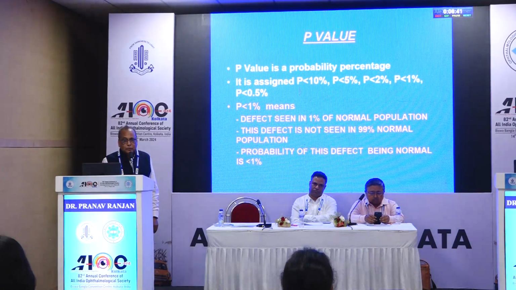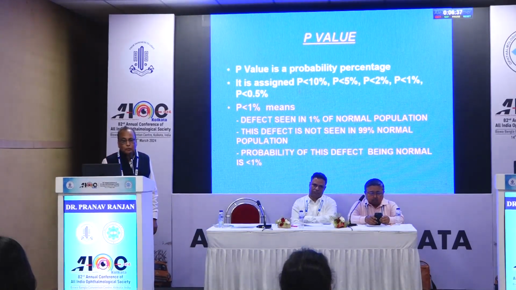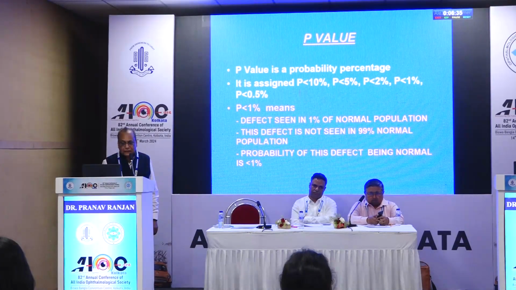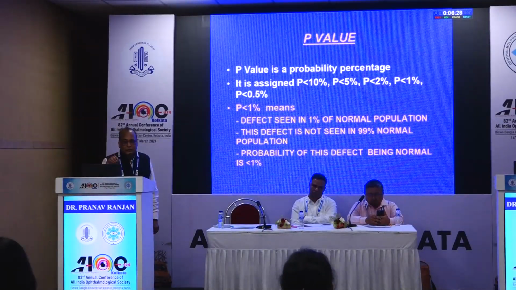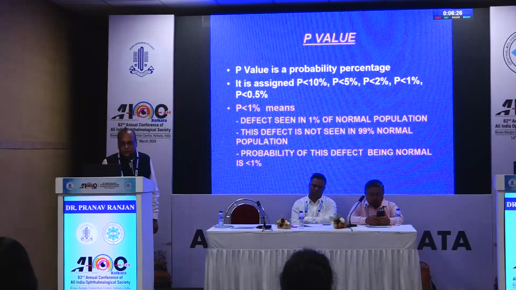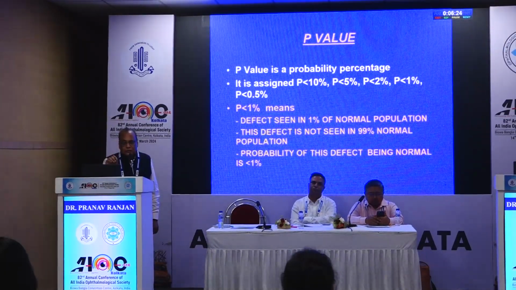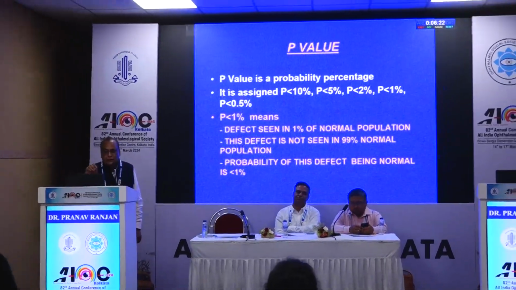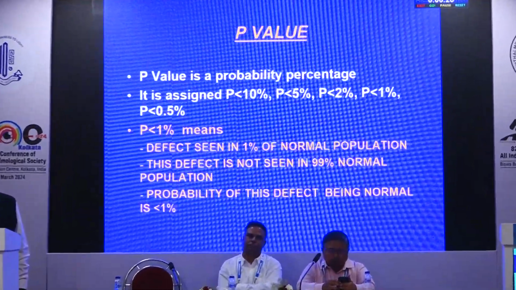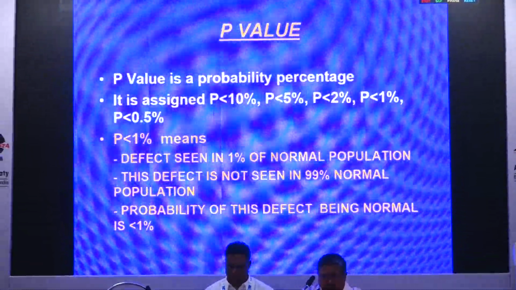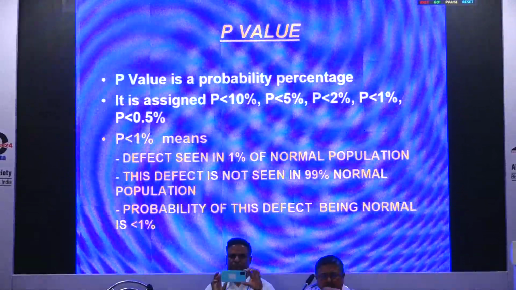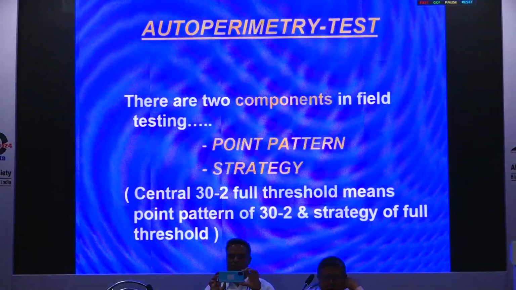This is also important. P-value is important because we have to interpret from the p-value also. And what is a p-value? It is a probability percentage. What is a probability percentage? It is assigned as 10%, 5, 2, 1 and 0.5%. For example, what does p less than 1% mean? P less than 1% means that this defect is seen only in 1% of the normal population. Another way of describing it would be, it is not seen in 99% of the normal population. So you have to consider this.